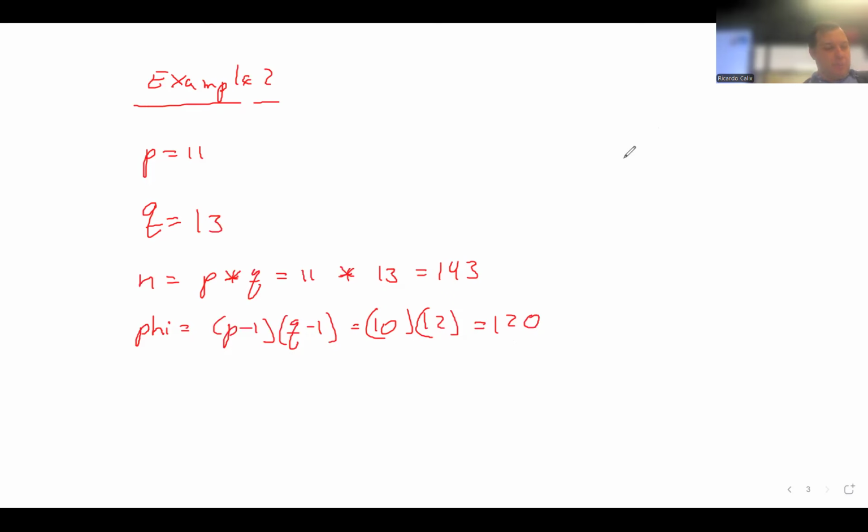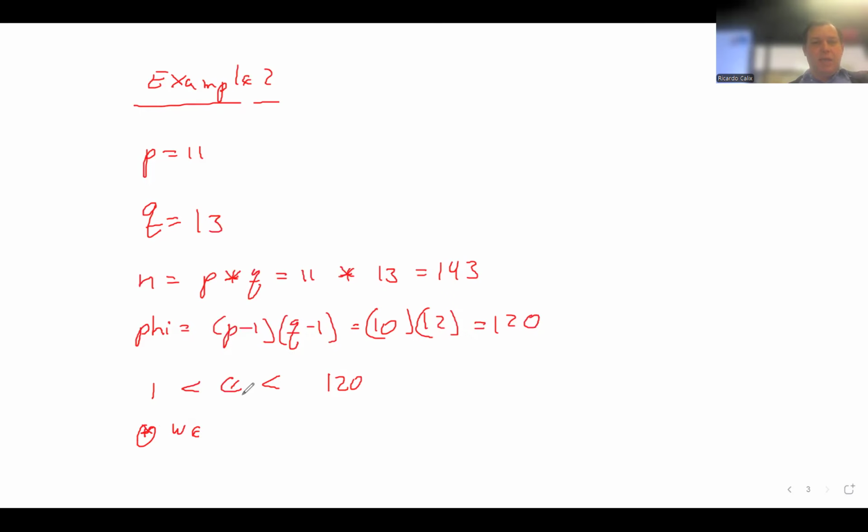So we need to find, essentially it's a search, right? So we need to find an E that meets this condition of being less than 120, which is phi, but also, let's see if I can write this down here. We need to find an E that has a GCD of 1 with phi. That's the definition. Okay? So now this is the additional step.